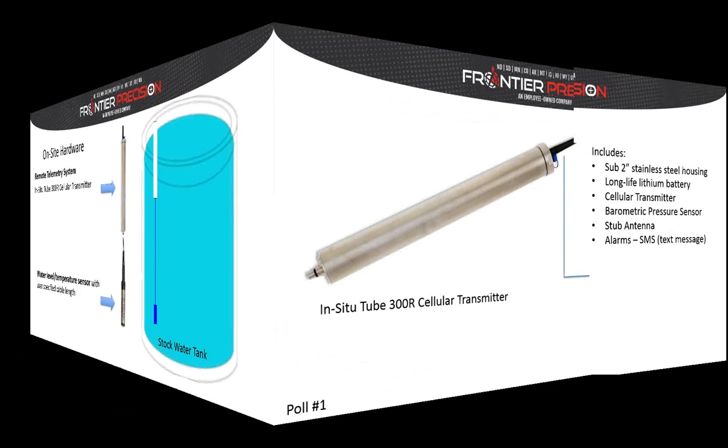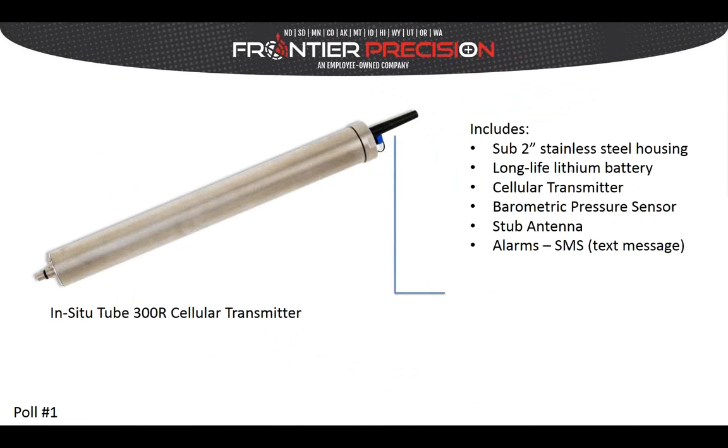So if we look at this particular item closely, what's included inside of this stainless steel tube, a very unoriginal name for this device, is a long life lithium battery. And for somebody that's transmitting data on an hourly basis, this battery will probably last you a year. Then you can open up the top of this thing and install a new lithium battery in there. There's a cellular transmitter inside of this. There's an optional barometric pressure sensor inside of this.